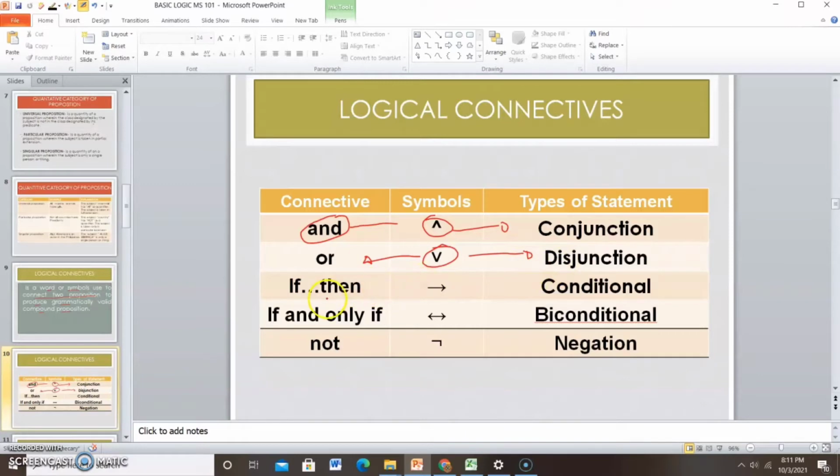The next is "if then". This is its symbol, and this statement is conditional. This symbol, in words, is "if and only if", and its statement is biconditional. And "not", this is its symbol, means negation. Those are examples of logical connectives.